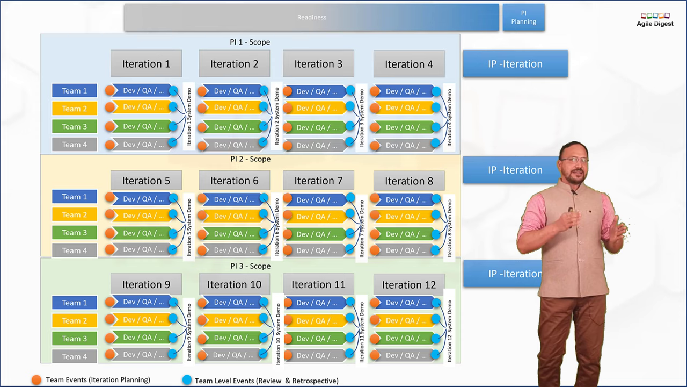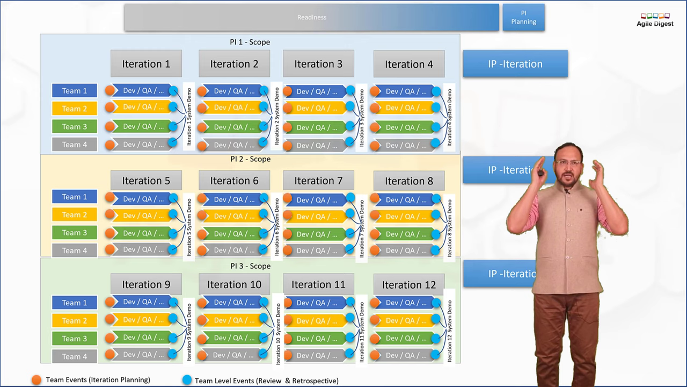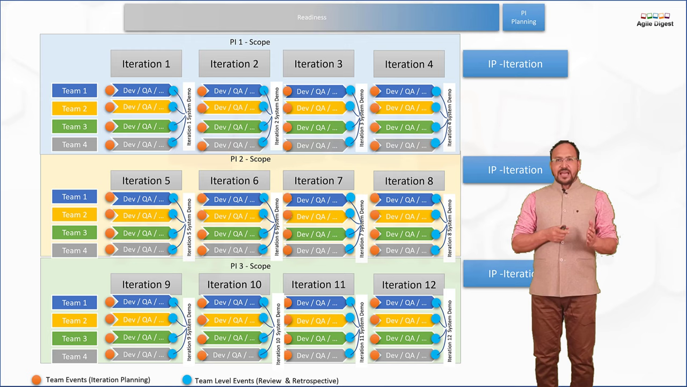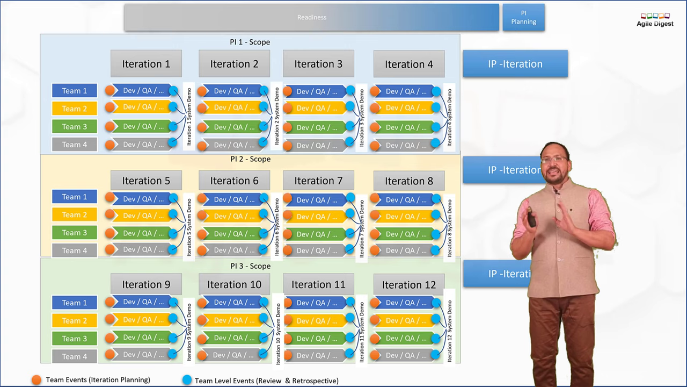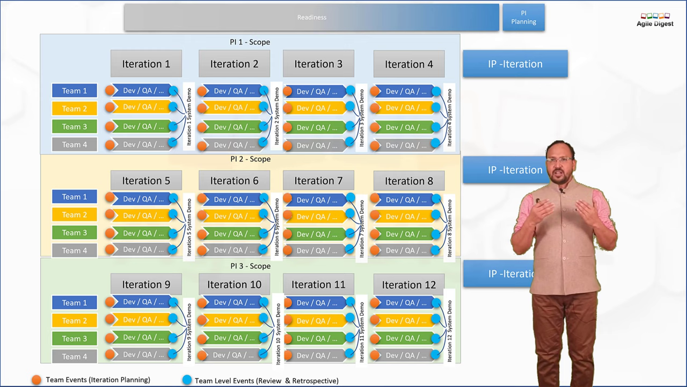And remember that at the end of every iteration, all the teams under the same PI integrate their development and make a system demo. So that system demo is definitely at the end of every iteration. This is just a recap of what we did in the last video when we talked about the fundamentals of our Scaled Agile framework.